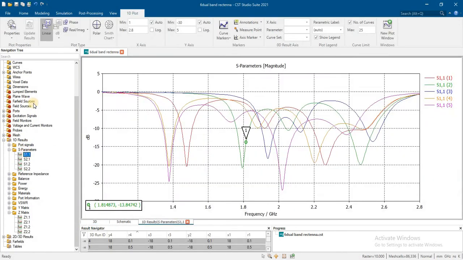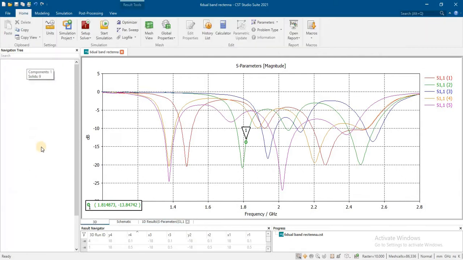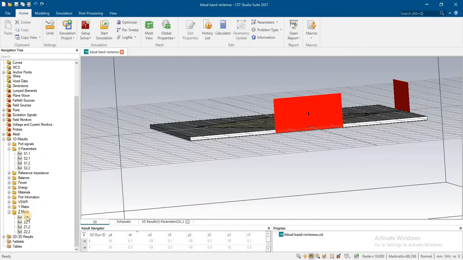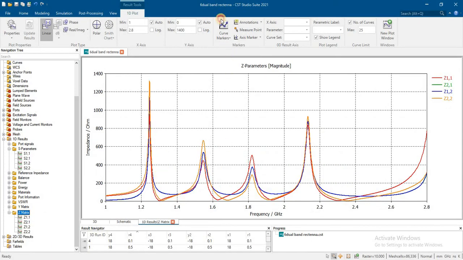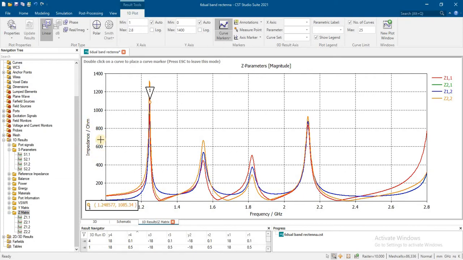Here we have the results, and here we have the values of resistance, which is impedance, and we can see how it is changing by changing the position of the shorting pin. And we will try to figure out what the values of reactance are.